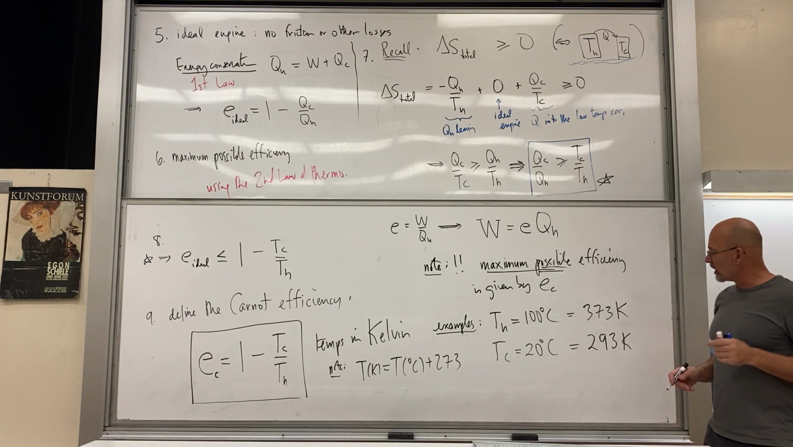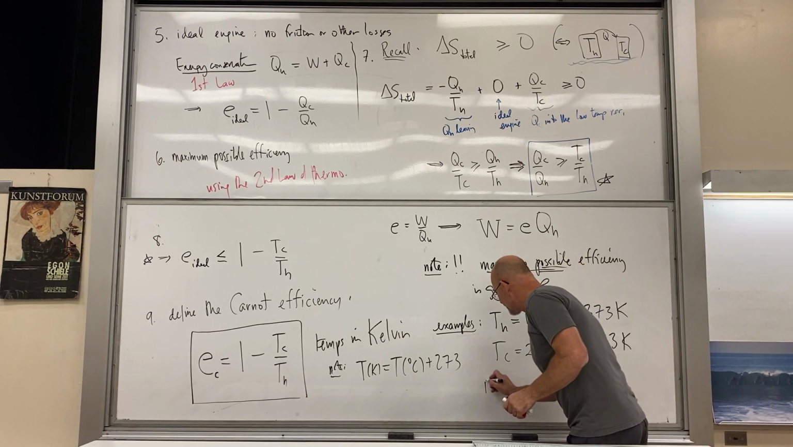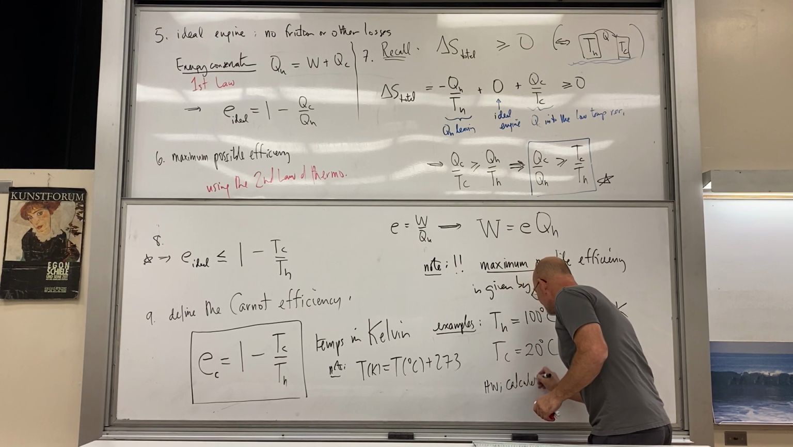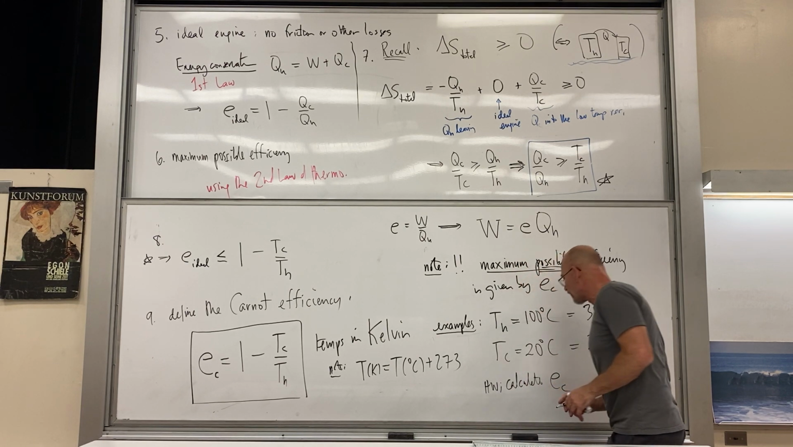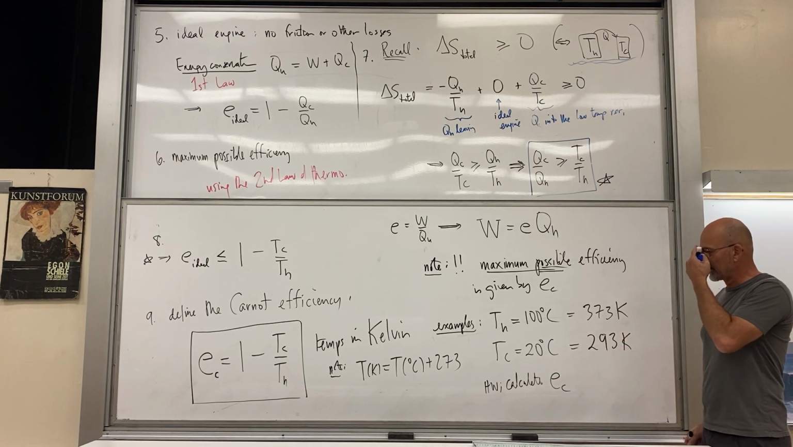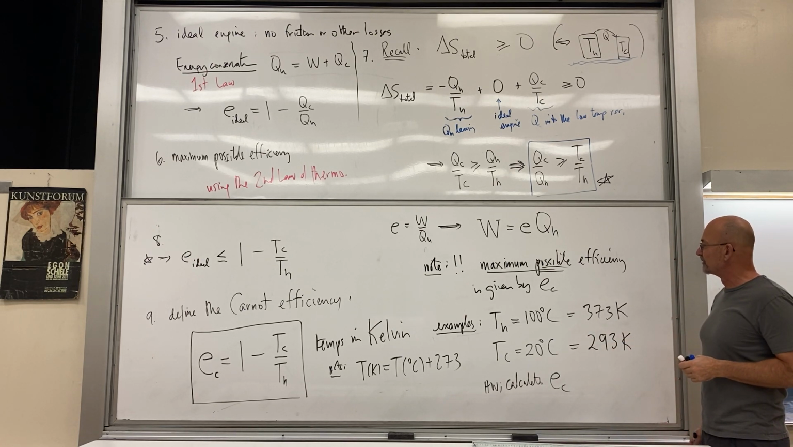Okay, so this is the homework. Calculate the Carnot efficiency. What you're going to find is somewhere around 20%. Okay, 0.2 would be 20%.